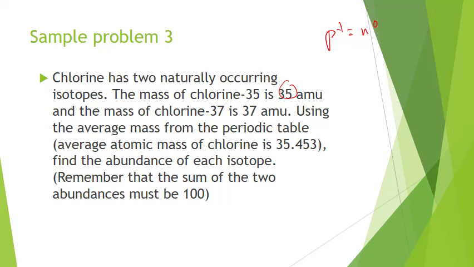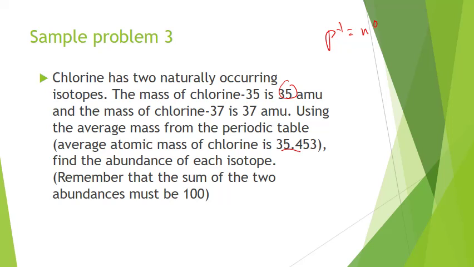So the mass of chlorine 35 is 35 AMU, and the mass of chlorine 37 is 37 AMU. Using the average atomic mass from the periodic table, in this case 35.453, find the abundance of each isotope. Remember that the sum of the two abundances must be equal to 100. So this is algebra. Yay, algebra. So for algebra, you have to be clever here.